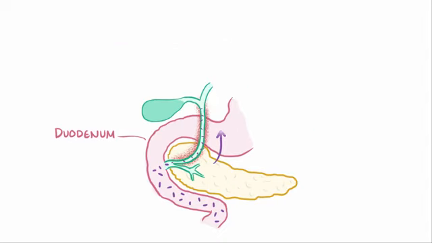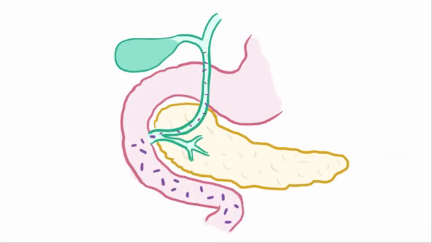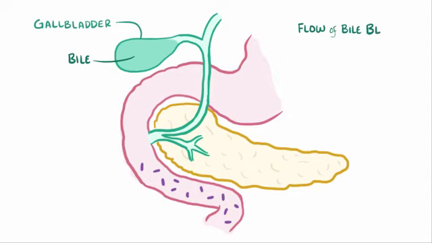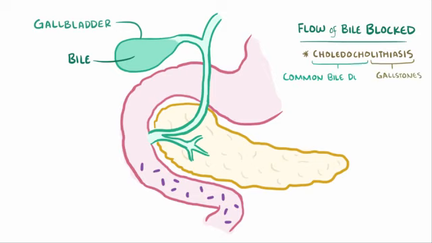Normally, bacteria from the gut has a pretty tough time ascending up the bile ducts. And this is because bile flows down from the gallbladder, along with some pancreatic juice from the pancreas, and into the duodenum. And this tends to flush out any bacteria trying to sneak their way up. In ascending cholangitis, this flow of bile is often blocked, and one common reason is choledocholithiasis, which refers to gallstones in the common bile duct.